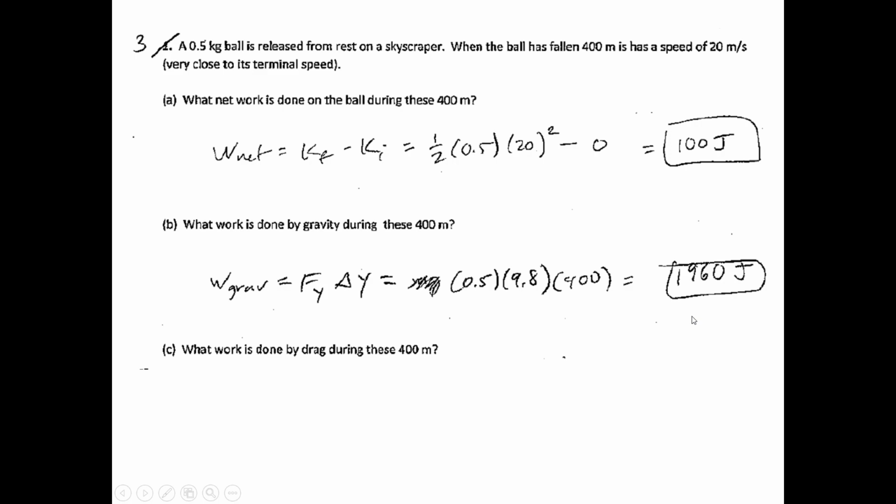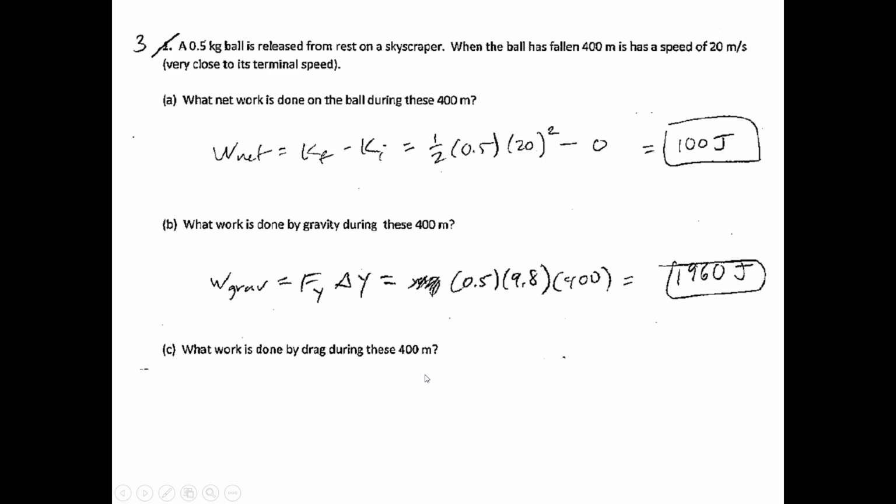C. What work is done by air drag or air resistance during these first 400 meters of falling? Here it seems like we might be out of luck because I don't know really much about the air resistance force. It's complicated. It's not constant because when I first release it, there's hardly any air resistance on the ball, but when it gets close to terminal speed after 400 meters, the air resistance is large. So it's not even a constant force, so I certainly can't calculate it using something like this.